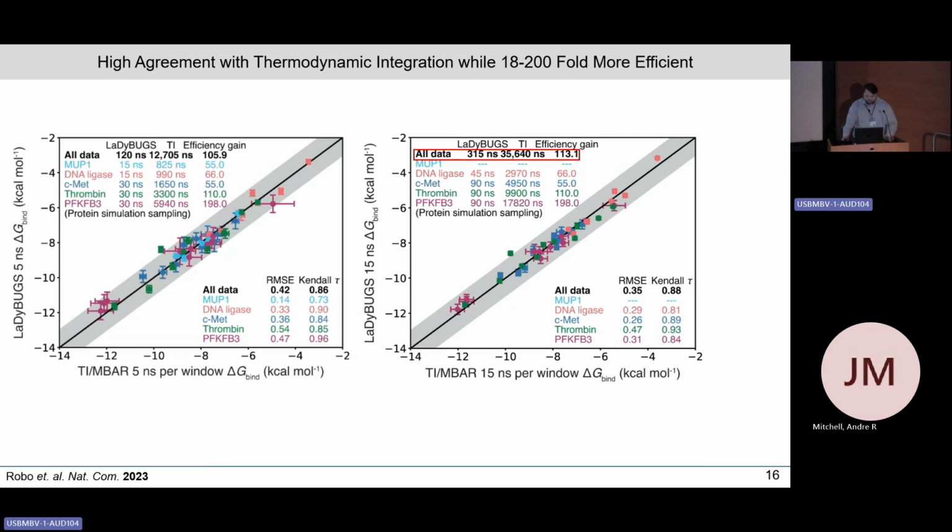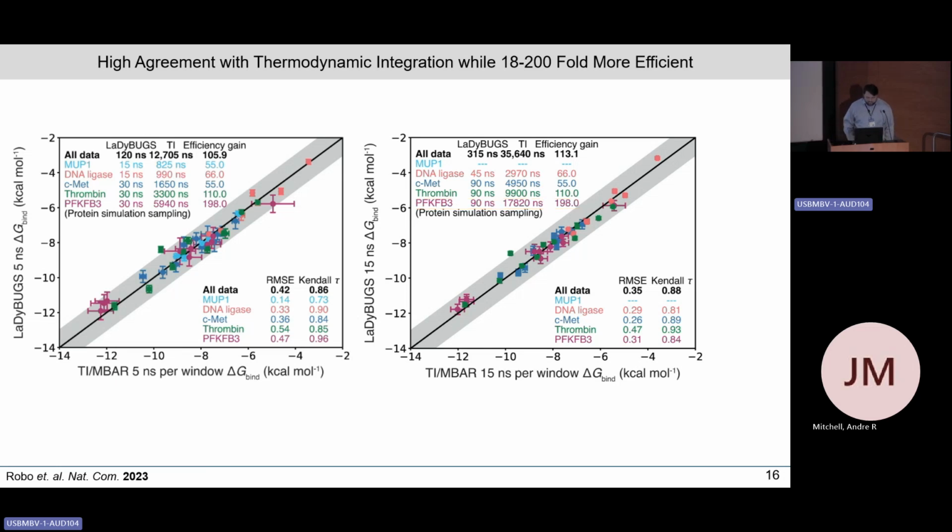One of the things you may or may not have been paying attention to is that we've had to have different levels of sampling for some of our systems for thermodynamic integration. The reason for that is that in our LaDyBUGS simulation, we're scaling our dihedrals by lambda, and that allows it to explore multiple conformations of the alchemical group in the binding pocket. In our TI simulations, we weren't able to capture that, so we had to start with a different structure initially in order to capture that. And that increased some of the sampling in some of our simulations.